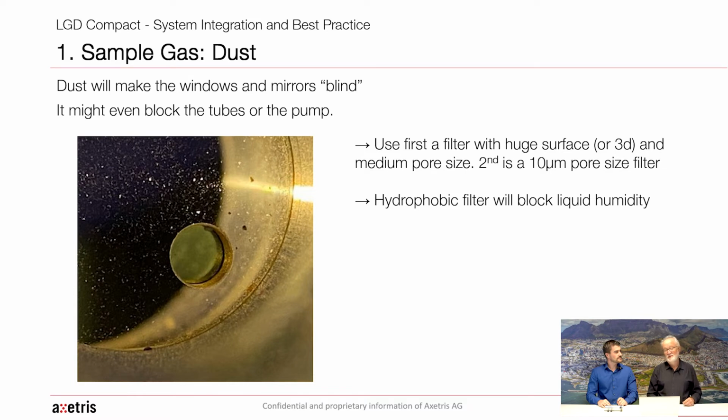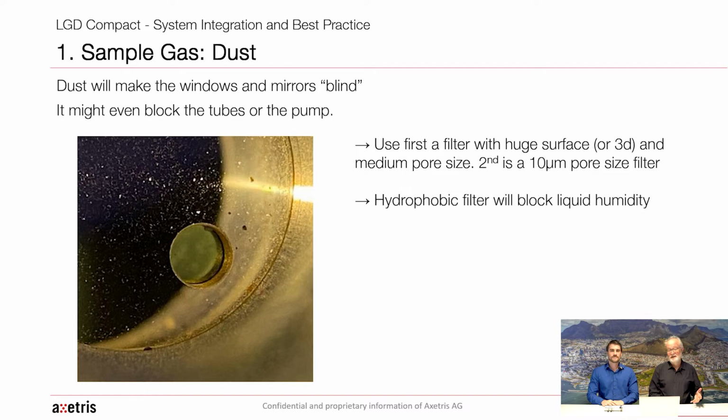to reduce the dust load to a practicable minimum, so the gas entering the gas cell has no dust inside. So typically you use several filters, one after the other. First one with big pore size and a huge surface, or a 3D filter, and then you use a smaller one, and maybe the last one is a 10 micron. And it's also recommended to use, at least for the last one, a hydrophobic filter which will block humidity.